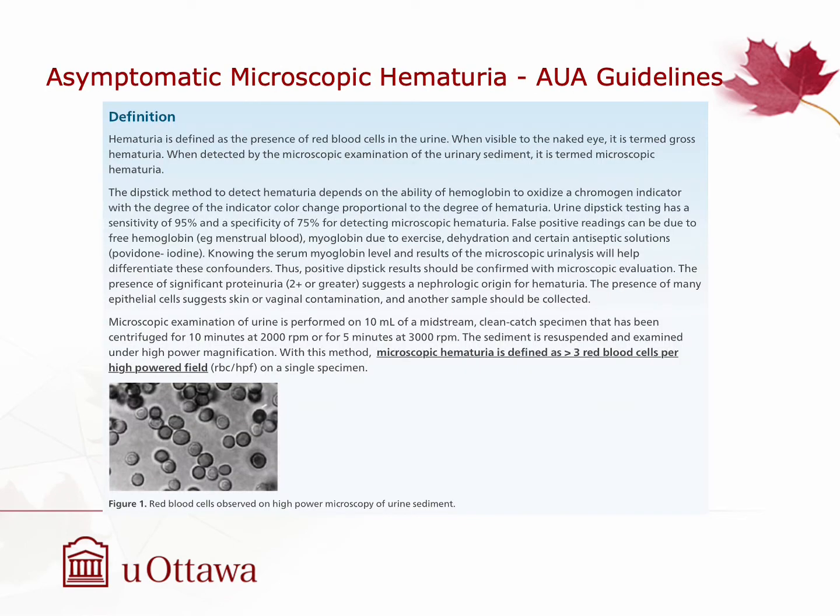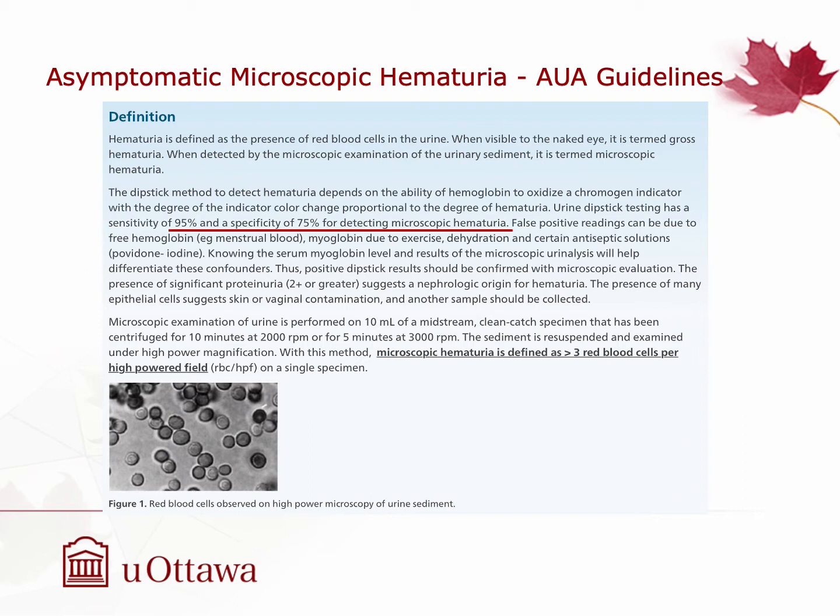So the AUA guidelines have really outlined and defined asymptomatic microscopic hematuria. Hematuria is defined as the presence of red blood cells in the urine, and when visible to the naked eye, it is termed gross hematuria. When detected by the microscopic examination of the urinary sediment, it is termed microscopic hematuria. It's important to note that the dipstick method to detect hematuria really has limited sensitivity and specificity: a sensitivity of 95% and specificity of only 75% for detecting microscopic hematuria.